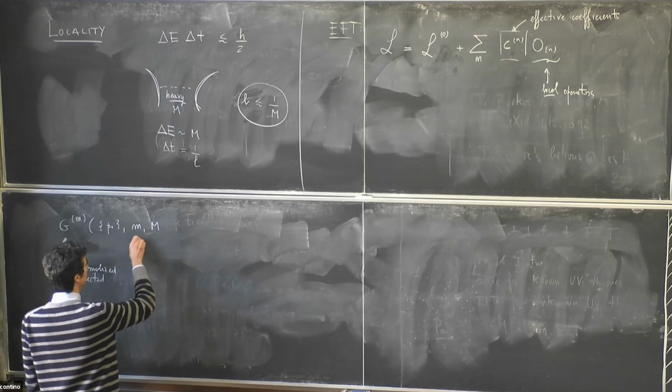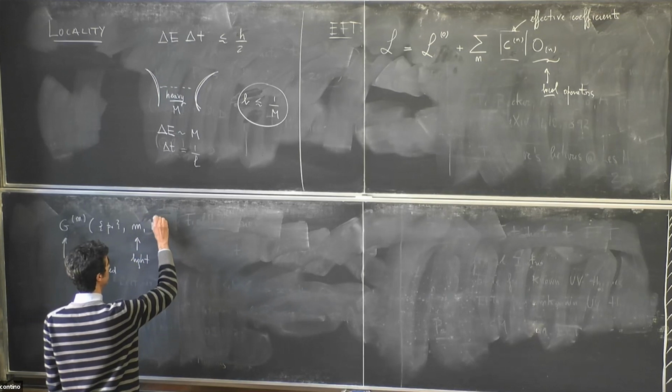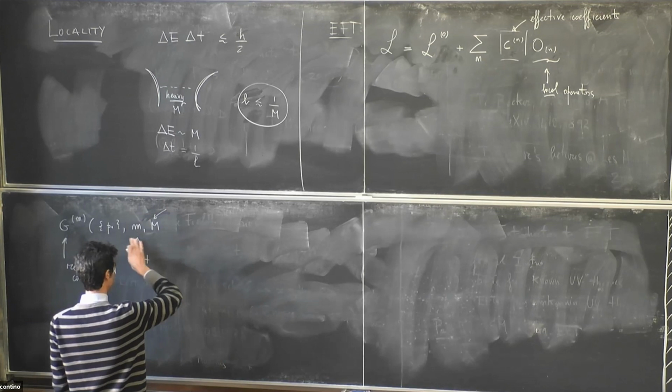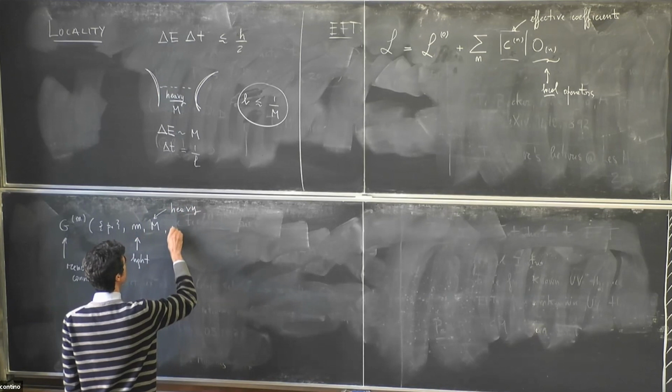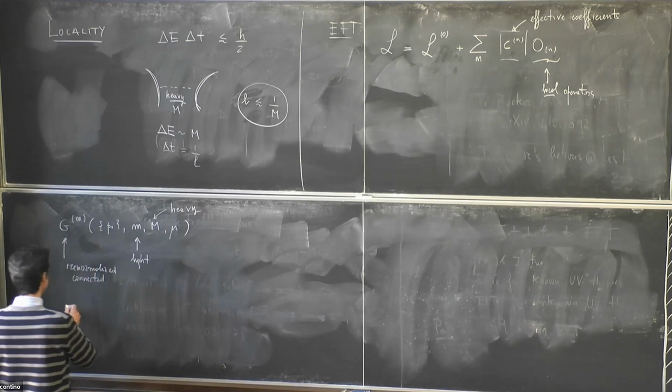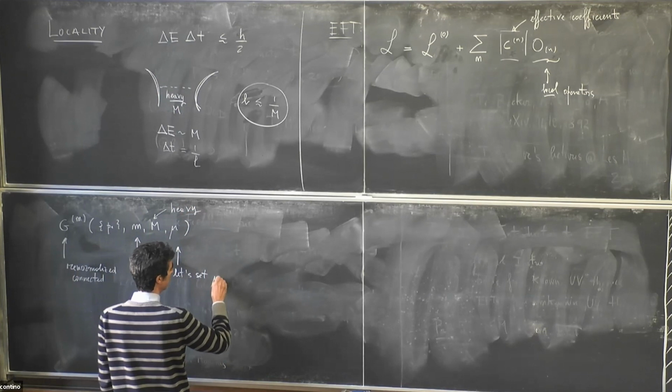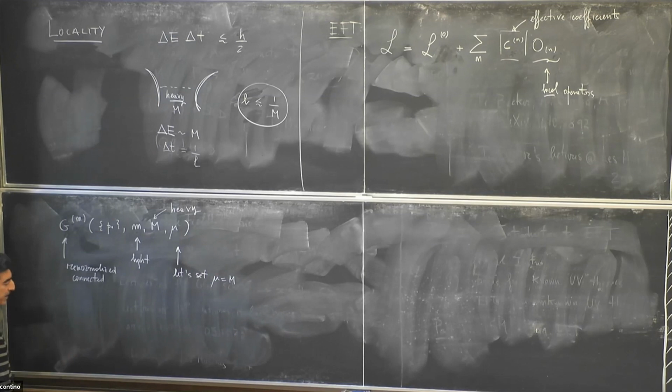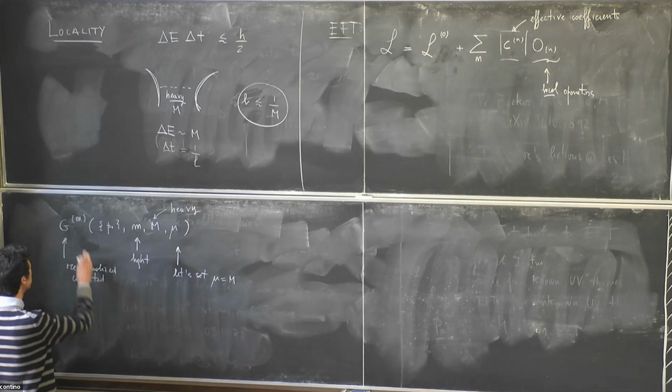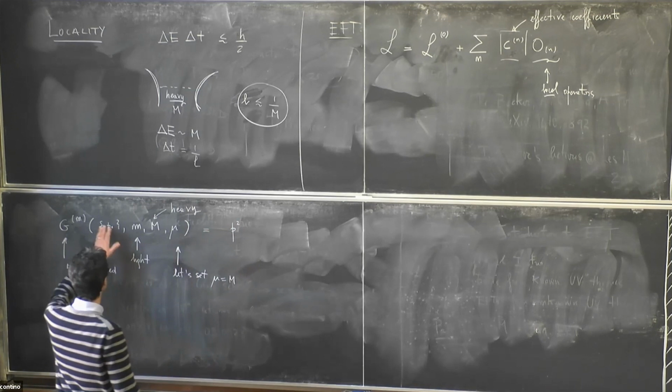And then there will be a dependence on the light mass m, which is characterizing all the light states, and the heavy scale M. I'm simplifying, trying to be schematic. And of course there will be a dependence on the renormalization scale. Let me set, for simplicity, mu equal to capital M for this discussion. This is very naive and intuitive.